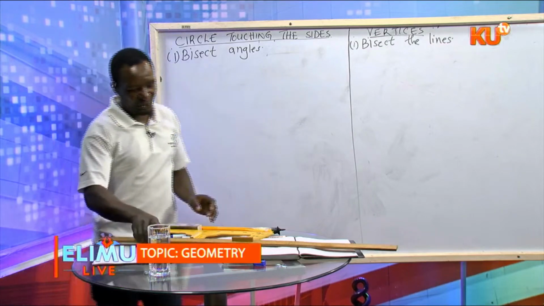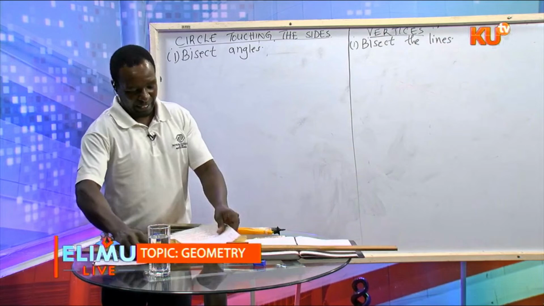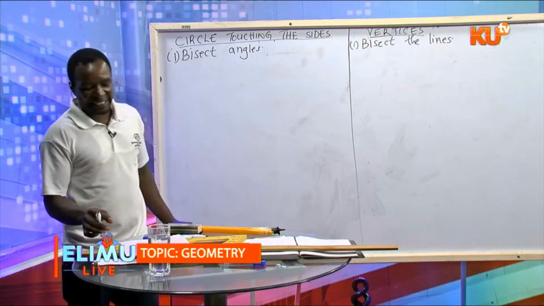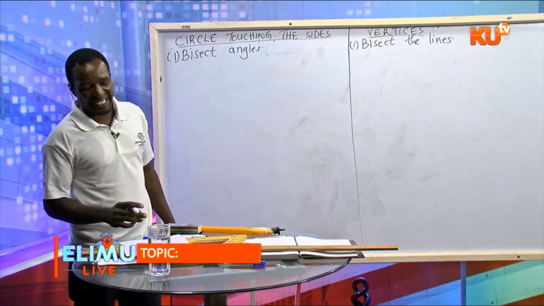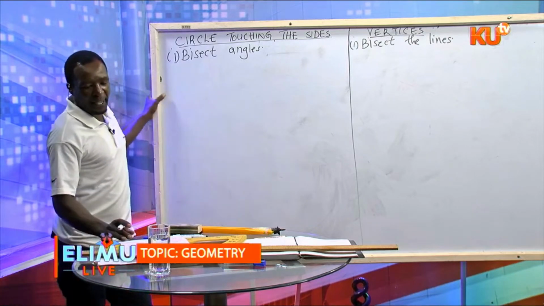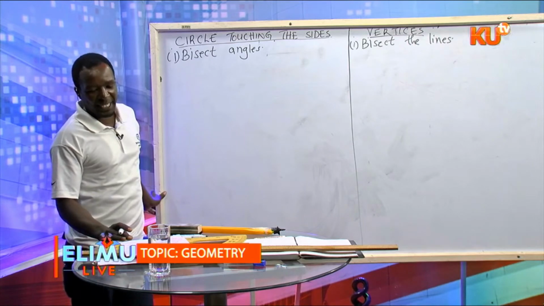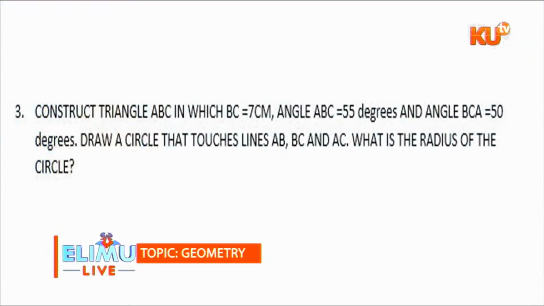And I will go direct to our question, which I will read. Construct triangle ABC in which BC is equal to 7 centimeters, angle ABC is equal to 55 degrees and angle BCA is equal to 50 degrees. Draw a circle that touches lines AB, BC, and AC. What is the radius of the circle?